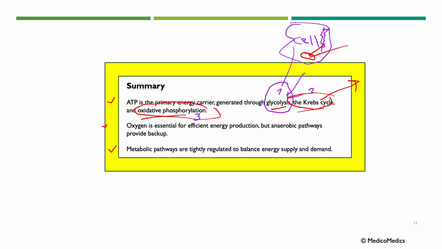And when we go to number 2 here, oxygen is essential for efficient energy production. Yes, because these steps provided us with approximately 34 ATP, and anaerobic pathways through the production of lactate gave us 2.